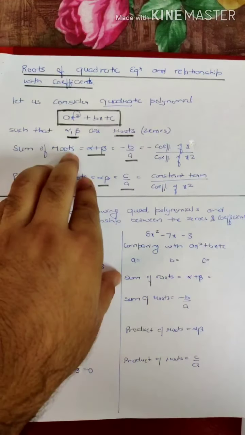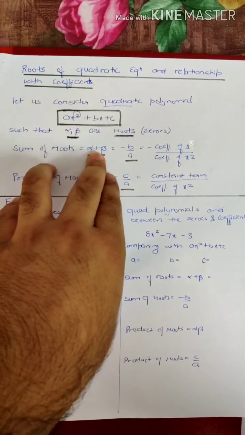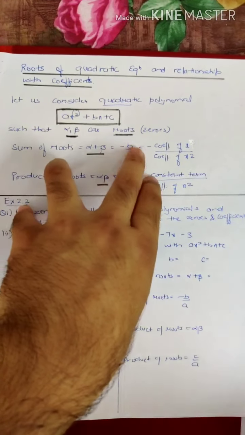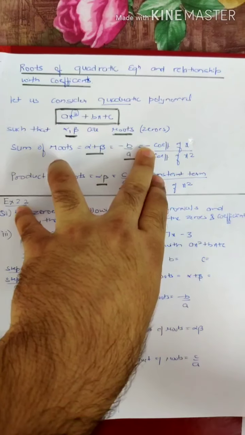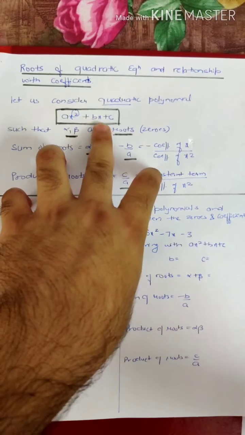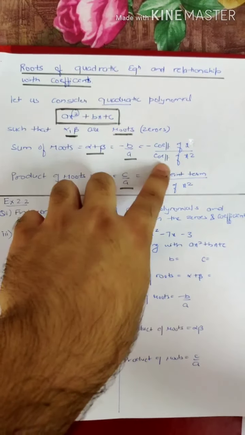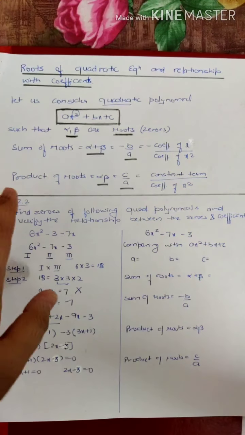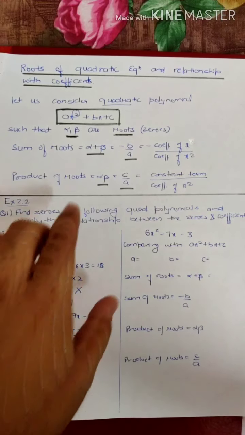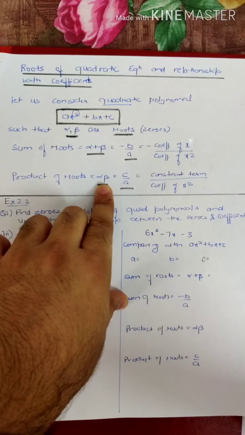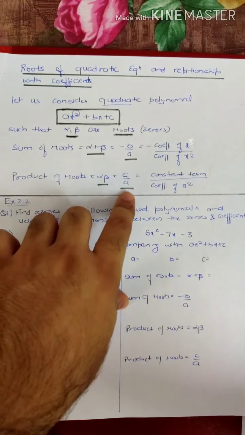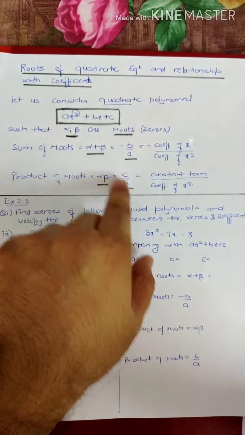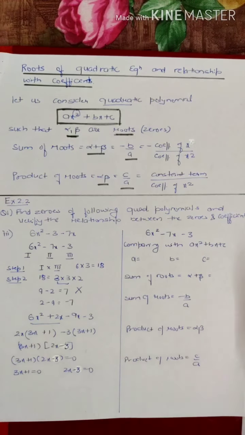The sum of the zeros, that is if we add both the zeros or both the roots, will be equal to minus b by a. Now what is minus b by a? Minus as it is, that is the negative sign. b is basically the coefficient of x and a is the coefficient of x square. Similarly, when we calculate the product of the two roots, we multiply the two roots, that is alpha into beta, and that will be equal to c by a. Now what is c by a? c is basically the constant term and a is the coefficient of x square.